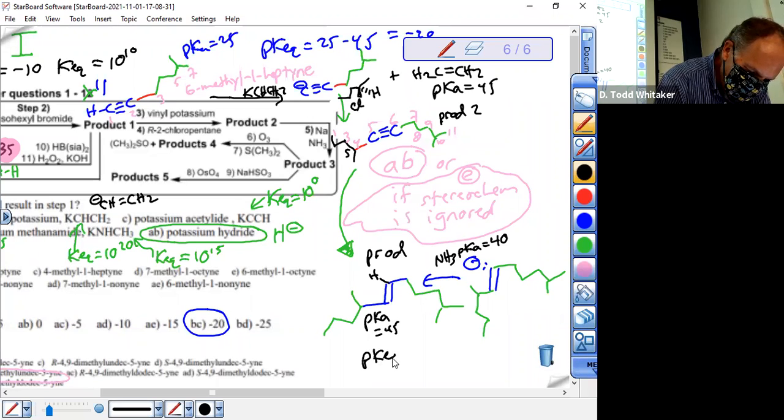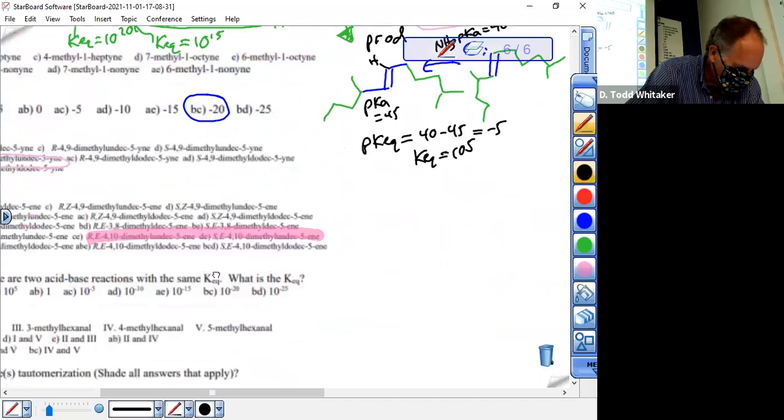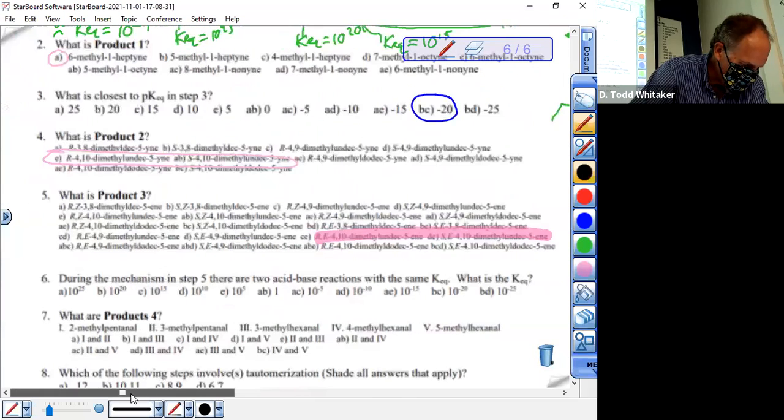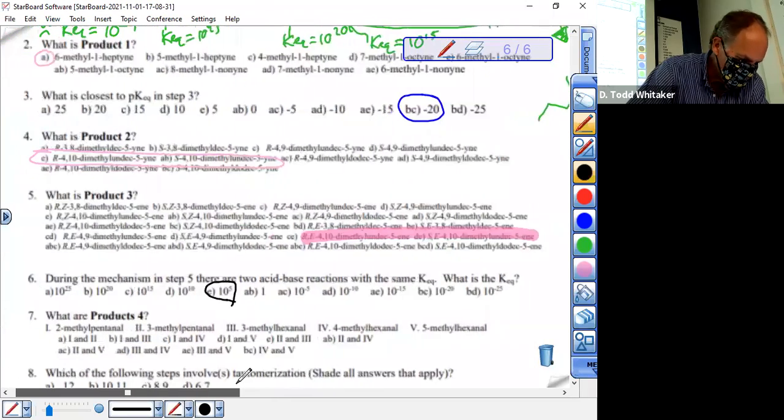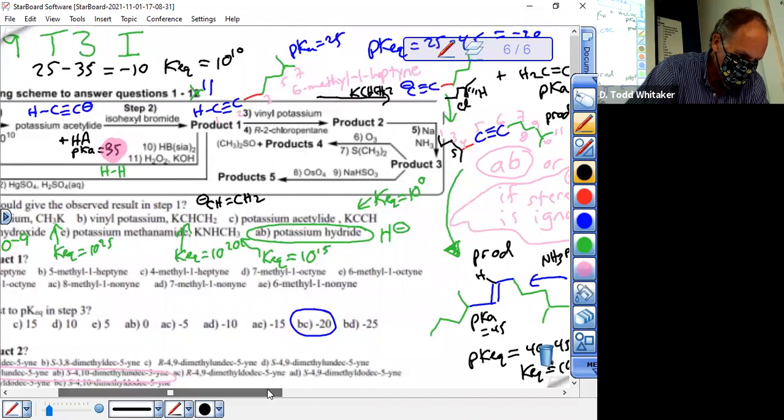Don't forget, you're going left to right. So right to left is reactant is 40, product is 45. KEQ equals 10 to the 5. I can't remember which one was asked for. Was it the pKa? No, it was the KEQ. 10 to the 5, left side. Yeah. What are product 4? Product 4. I think this is one.